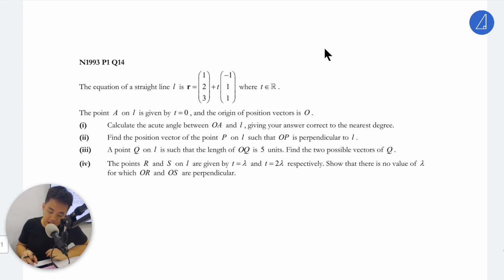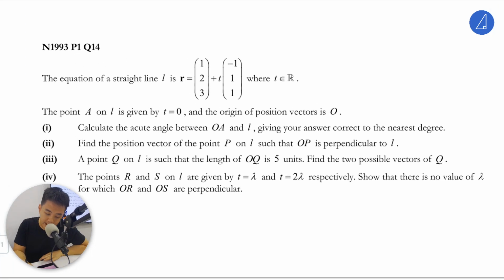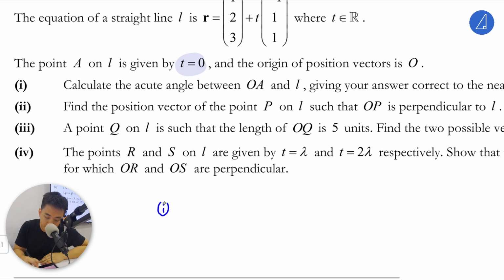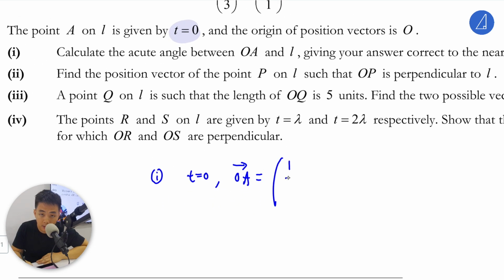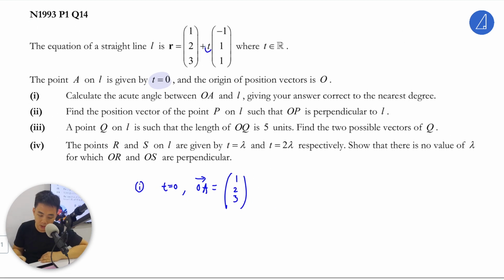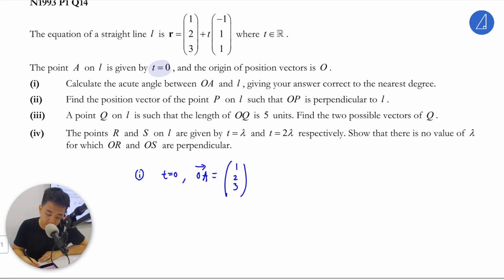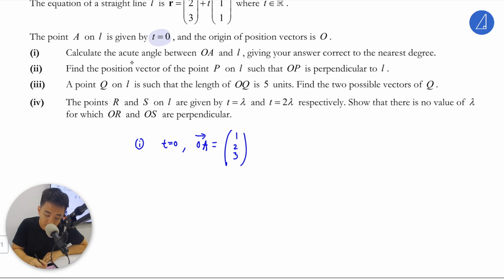So the first one is calculate the acute angle. You're given this parameter t, and the position vector of A is at t equals 0. So essentially when t is 0, OA would be 1, 2, 3. It's just 1, 2, 3, because this is 0, right? That's OA. So you want to find the acute angle between OA and L.